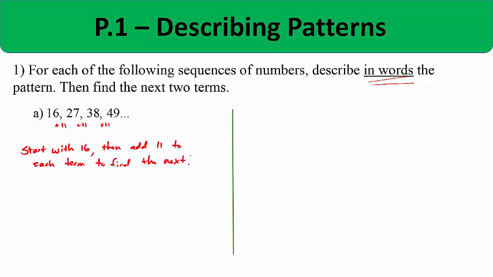So if we were to continue this and we wanted to find the next two terms, add 11 to 49, that gives us 60. Add 11 to 60, we get 71. So that would be the next two terms.